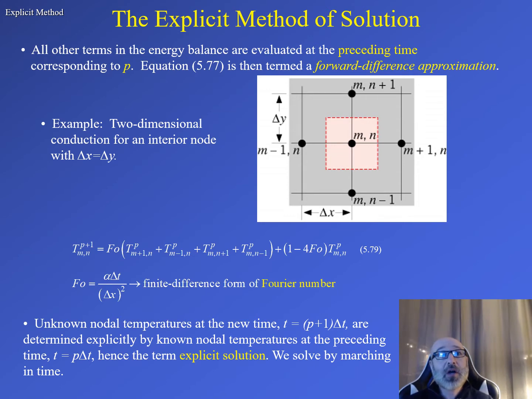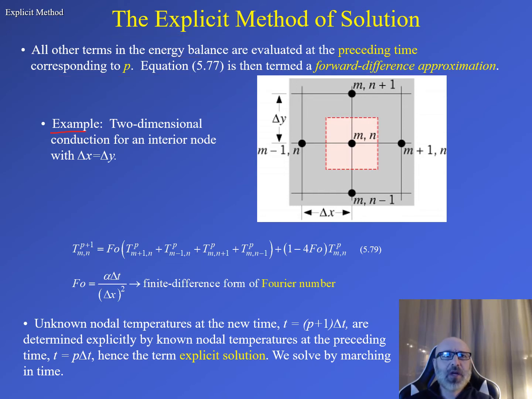So let's take a look at our explicit method of solution right here. Now what we want to consider with this is that all other terms in our energy balance are going to be evaluated at the preceding time. Recall now that preceding time corresponds to that p that we talked about. Now with this, we can think of our equation 5.77 as being termed a forward difference approximation. So that's another way that we could hear this relationship that we see in equation 5.77. So now let's take a look at an example.